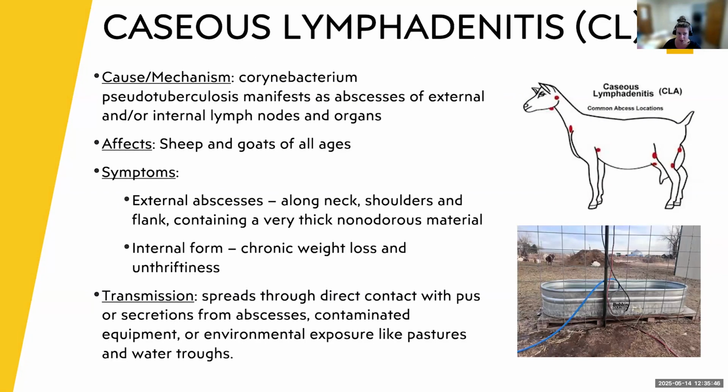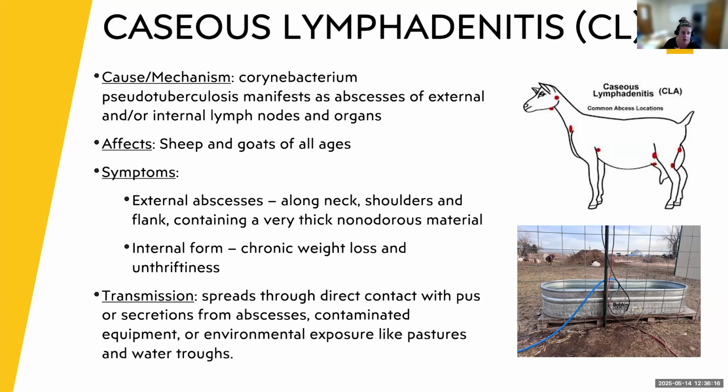CL affects both our sheep and goats. Its cause or mechanism is the Corynebacterium pseudotuberculosis. It manifests as an abscess of external or internal lymph nodes and organs. Typically, what we see are the external abscesses, right? But if you were to open an animal up that had CL externally, you can also find some internal abscesses along the lymph nodes and organs.